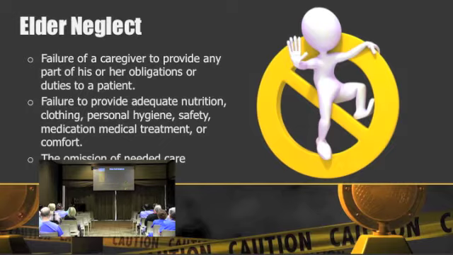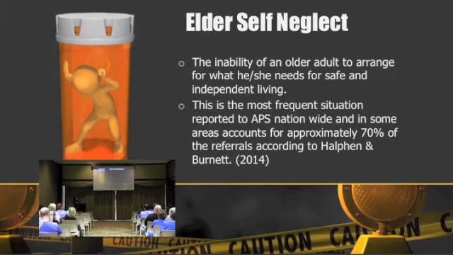Okay, so within elder neglect, you can have self-neglect. It's an older person who wants to live on their own. They don't want to go to a nursing home or some other type of care facility. So it's the inability of an older adult to arrange for what he or she needs to be safe, to provide the independent living that they so long for. Don't we all want to live independently till we're 95? Okay, that's what they want. But there's self-neglect that may occur.